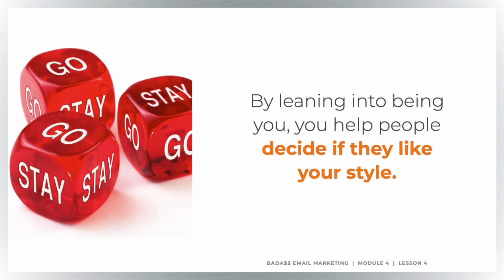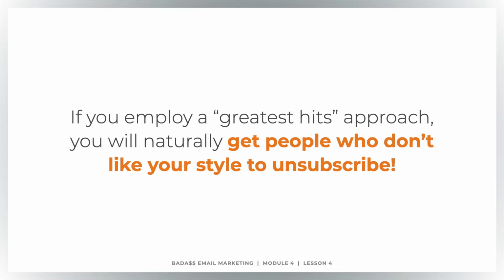Now, the other thing is we said we want them to decide whether to stay or whether to go. By leaning into being you, you help people decide if they like your style. So this isn't just liking what you stand for, but actually liking your email style. Because let's be honest, we are not all for everybody, and that's okay. Now, if you employ a greatest hits approach from the last lesson, you naturally get people who don't like your style to unsubscribe, because you're using the greatest hits that already employ your style. People who don't like it will see it and be like, not for me, I'm out of here. And so that's one way you're going to do it if you have a greatest hits.